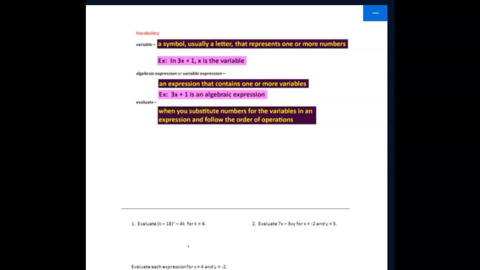To evaluate means to substitute a number in for the variable, apply our order of operations, and simplify.